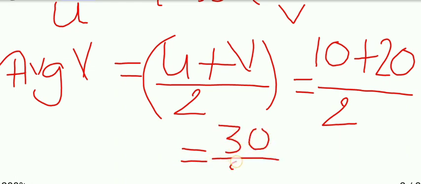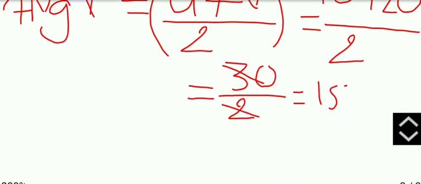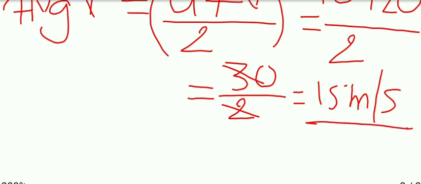So 30 divided by 2 becomes 15. So the answer is, the average velocity is 15 meter per second. So this is the answer.